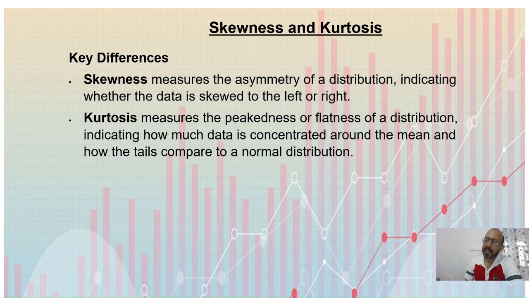Now come to key differences between skewness and kurtosis. Skewness measures the asymmetry of a distribution, indicating whether the data is skewed to the left or right. Kurtosis measures the peakedness or flatness of a distribution, indicating how much data is concentrated around the mean and how the tails compare to a normal distribution.